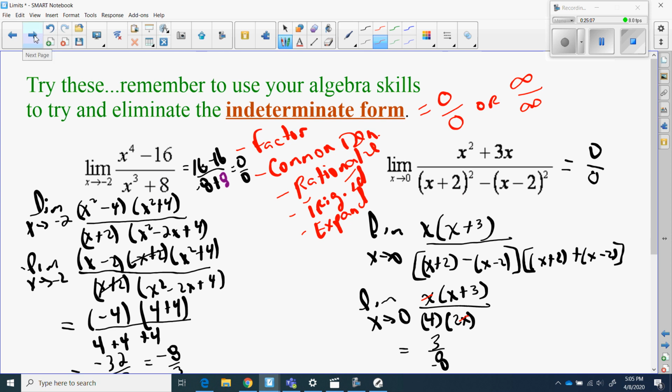All right, so that just kind of shows you how you're going to go about dealing with limits that are indeterminate, which, as I've already stated, that is going to be the case the vast majority of the time.